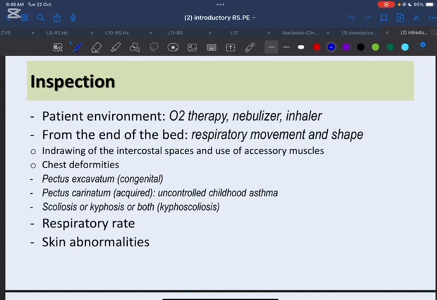Carinatum as well, uncontrolled childhood asthma, as we said, because there is an increase in the AP diameter and there will be outward bulging of the sternum and the cartilaginous part of the ribs. Okay.